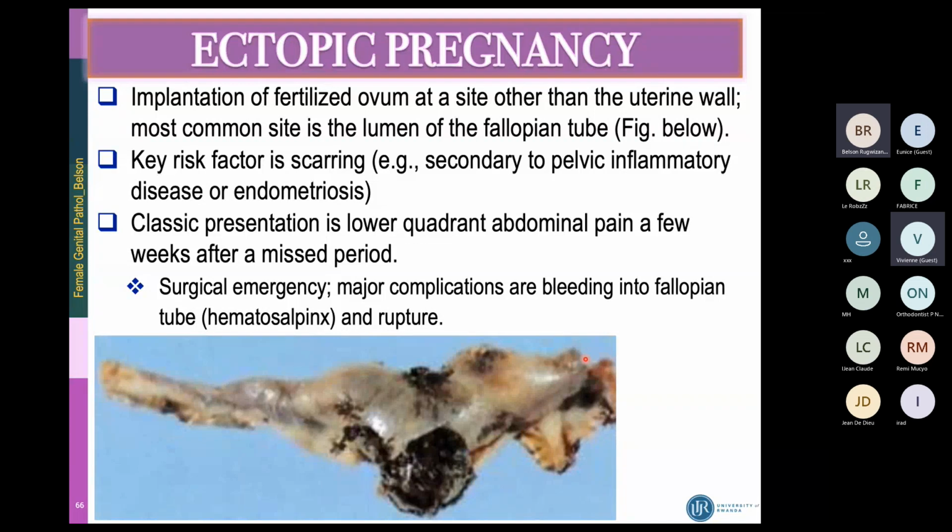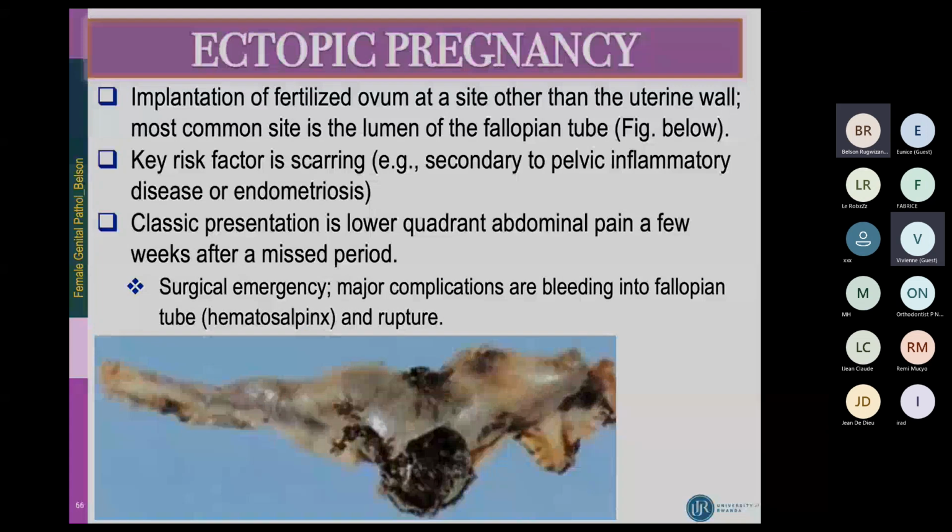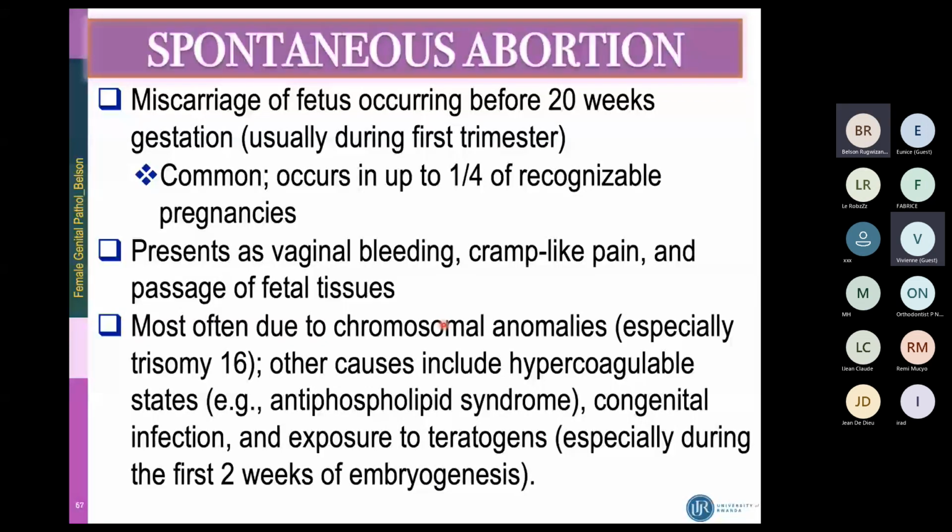So the risk factor is scarring. When a person has inflammation in the fallopian tube, the fertilized zygote is unable to continue its journey. For it to continue, the epithelium has cilia that push it along. So if those cilia are absent it will not move, and the problem lies there. So it is a surgical emergency, as I was saying. The major complications are bleeding into the fallopian tube, hemosalpinx, and rupture. Rupture is what most often causes massive hemorrhage.